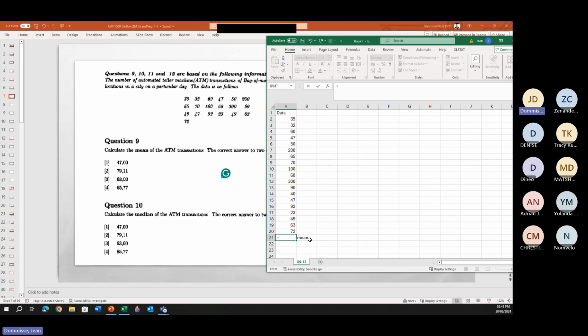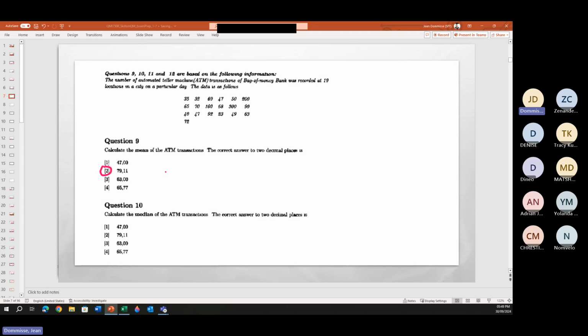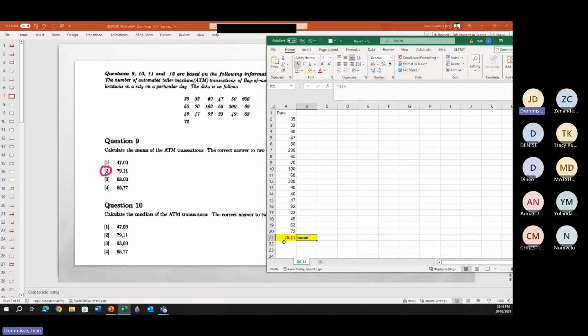In Excel, there is not a mean function, but the average and the mean is exactly the same thing. So we can work out the mean, and they want us to work it out to 2 decimals. So the mean that we needed to work out is 79.11. Okay, so that was easy enough to do with Excel.